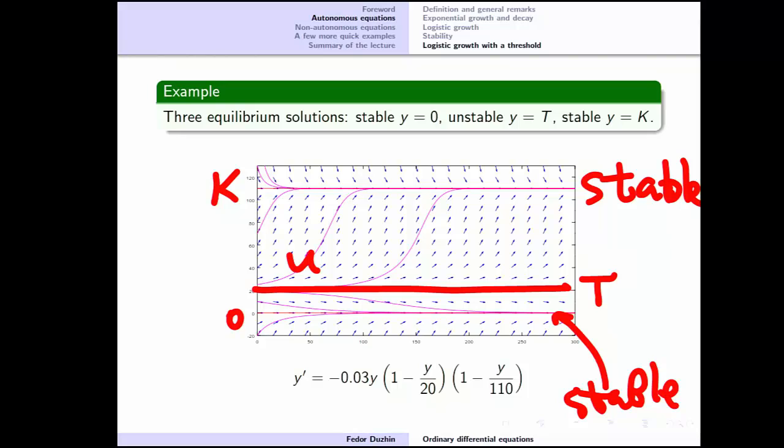Because in the neighborhood of this equilibrium, the arrows point away from it. So all the solutions drift away from it. And since this equilibrium is unstable, because of that, roughly speaking, the passenger pigeons died out.